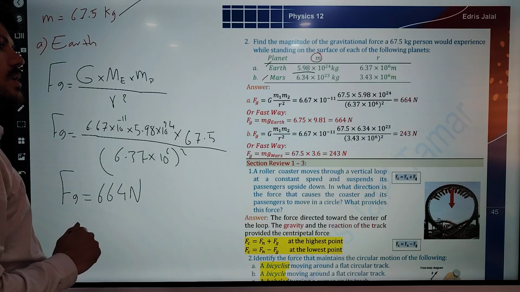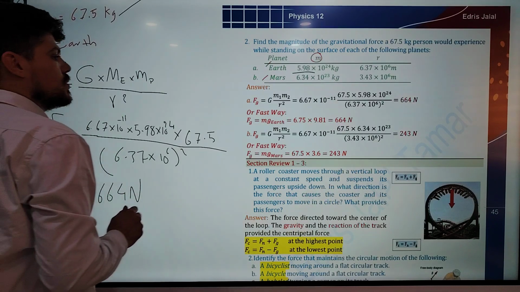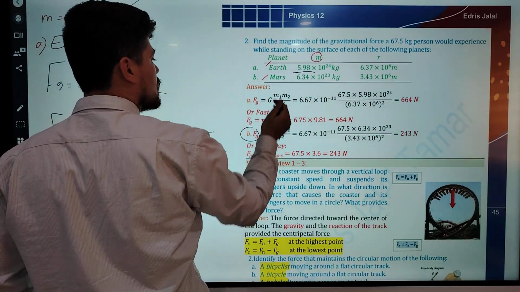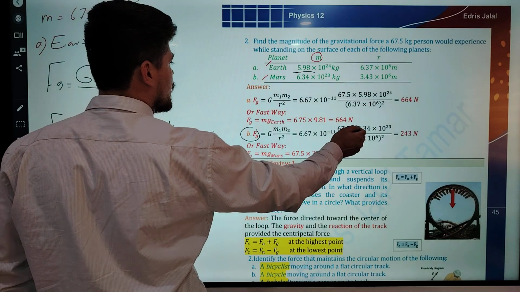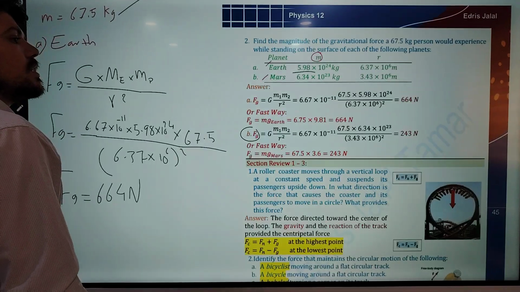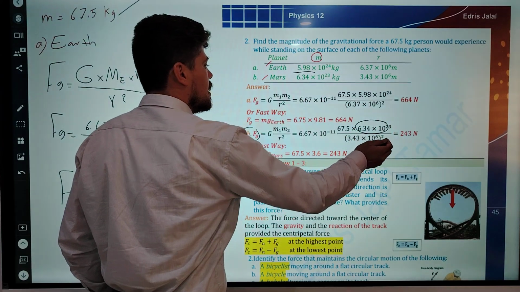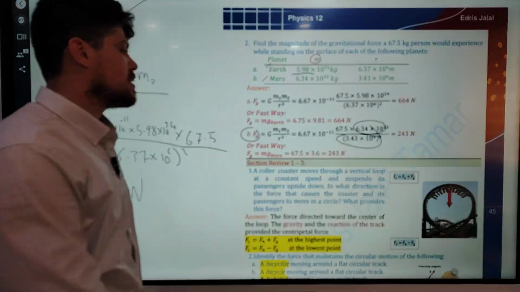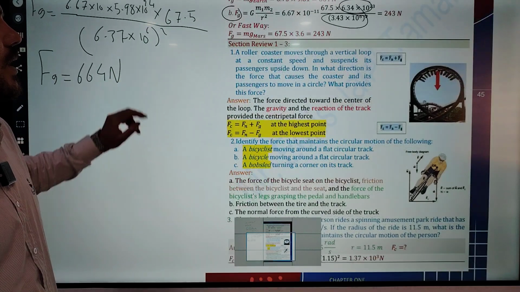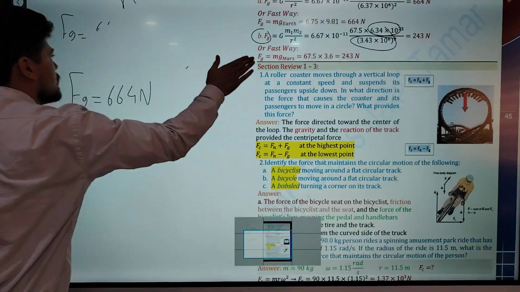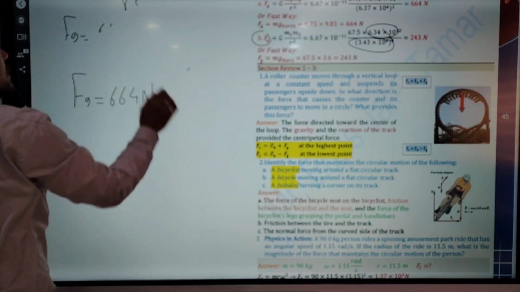664 Newton. The same procedure, the same steps, you can use to find the gravitational force on Mars, but instead of the mass of Earth, you have to write down the mass of Mars and its distance from the center. Okay? We finished section 3 in chapter 1.